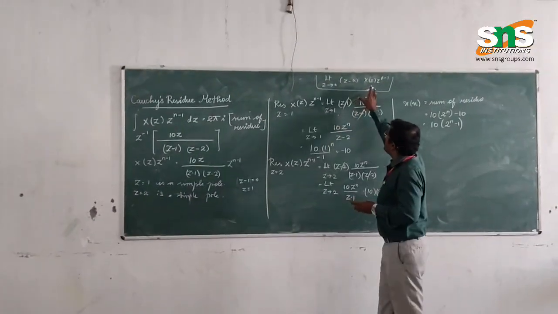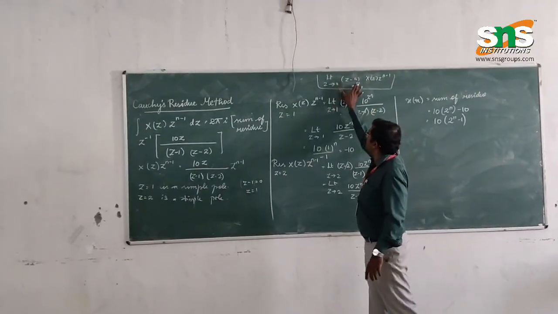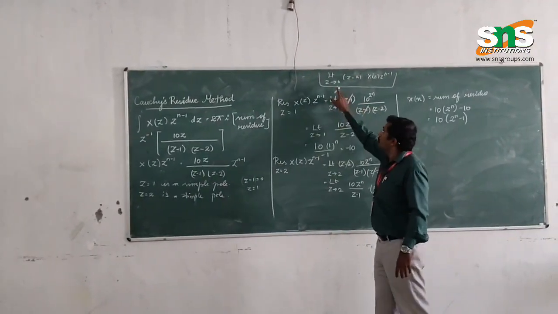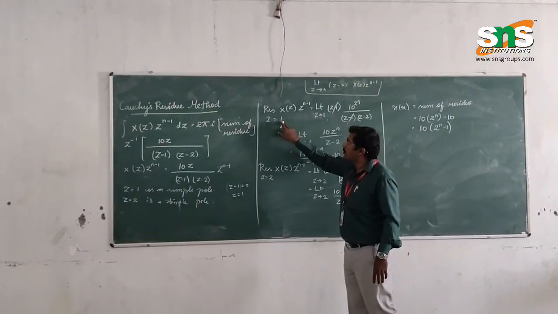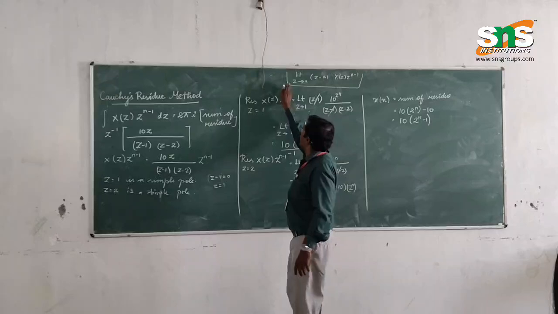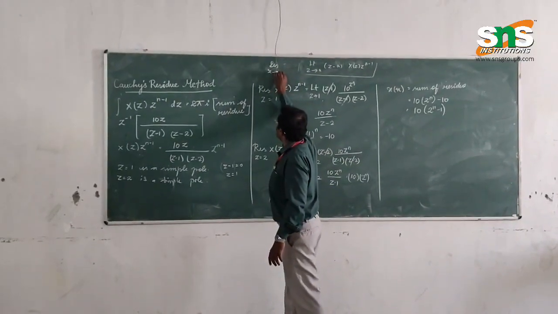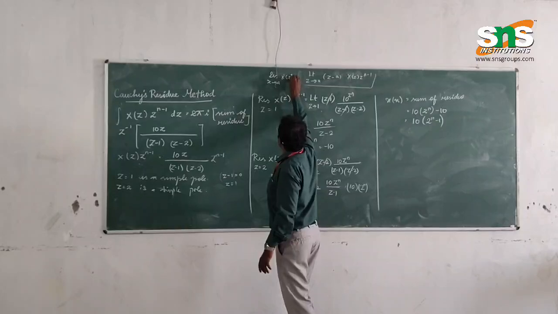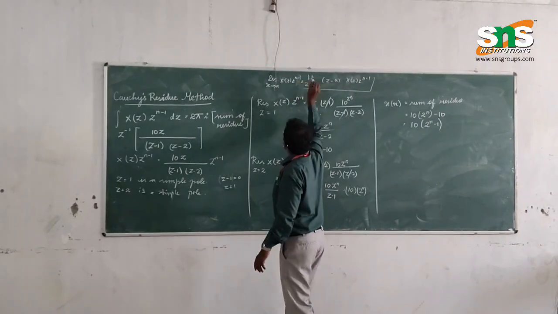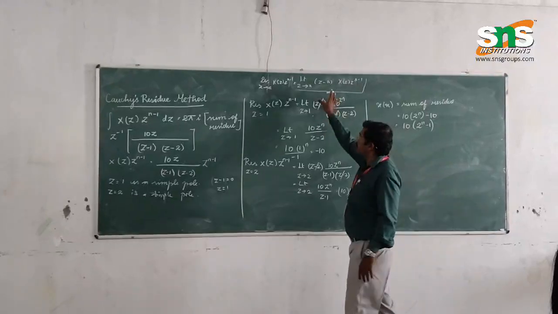As I told you, this is the concept we are going to use here. Listen carefully. This part is the right hand side. Here, what is Z equal to 1? Let us assume it is similar to Z equal to A, because this can be rewritten as residue at Z equal to A of X of Z into Z power n minus 1, which is equal to this. Let us assume this as a formula, and we are going to apply this formula.